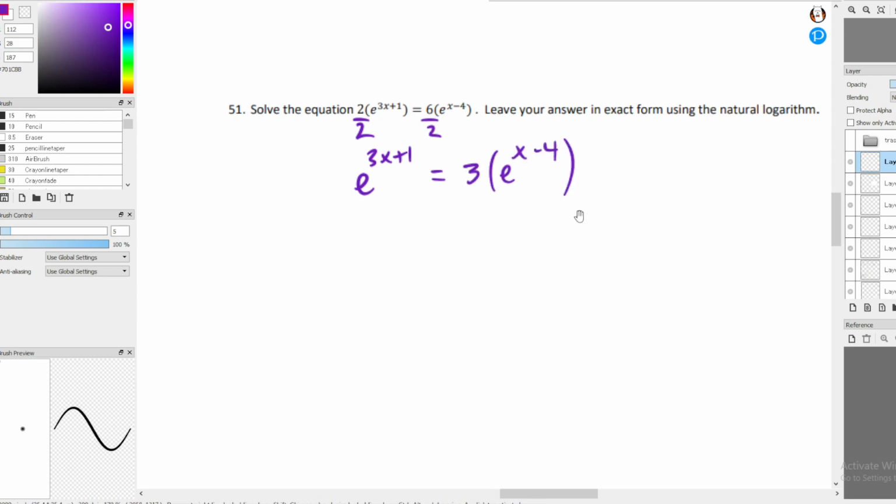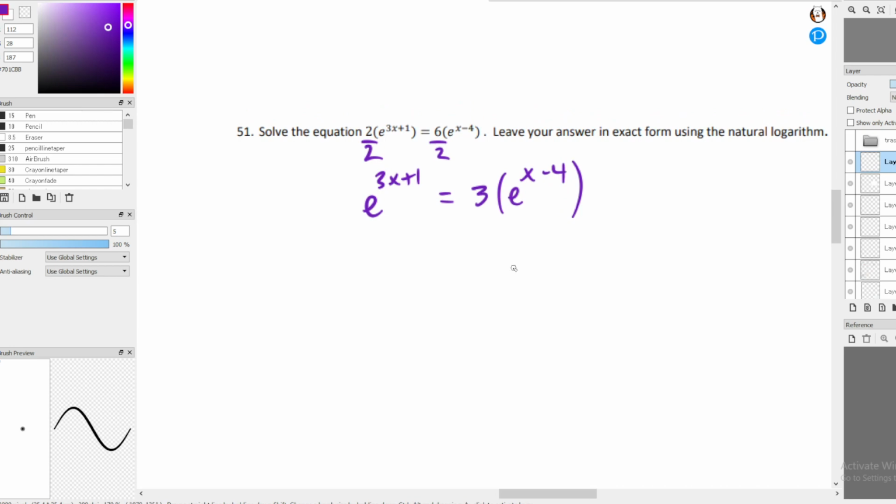Now here we need to convert from exponential form to logarithmic form. My preferred way of doing this is doing ln to both sides. We're allowed to do this because whatever you do to one side, you have to do to the other. It's not changing the value of the equation, it's just changing how it looks. This would cross out, giving you 3x plus 1 equals ln of 3 times e to the x minus 4.